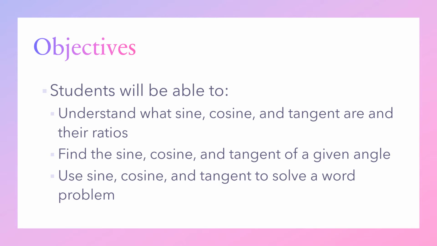So we are doing trig functions and word problems today. You guys will be able to understand what sine, cosine, and tangent are and their ratios, which we've already done. You'll be able to find the sine, cosine, and tangent of a given angle, and then use sine, cosine, and tangent to solve a word problem.